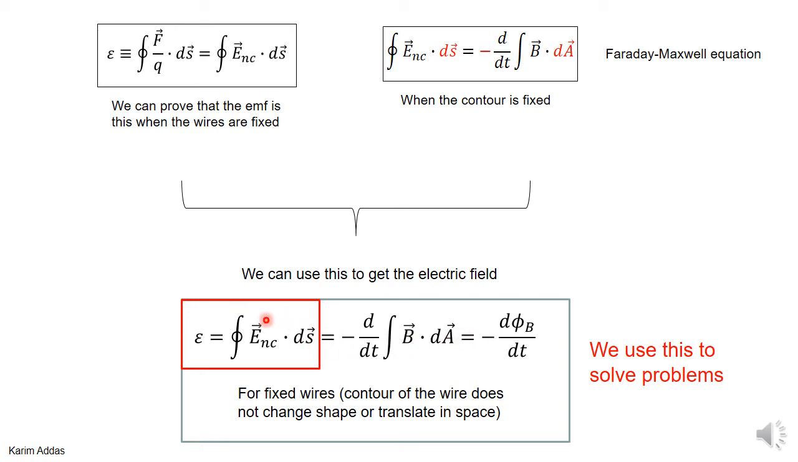If you want to get the electric field, then you take this term and minus d phi by dt, and you get the electric field. If you want the EMF, then you can get minus d phi by dt also. So this equation determines everything you need to know for the case where the wires are fixed.